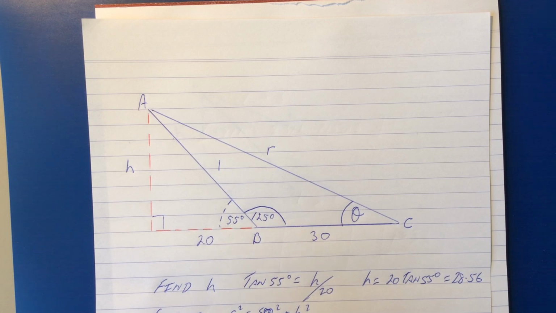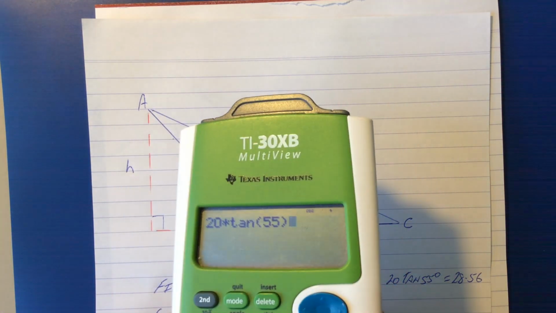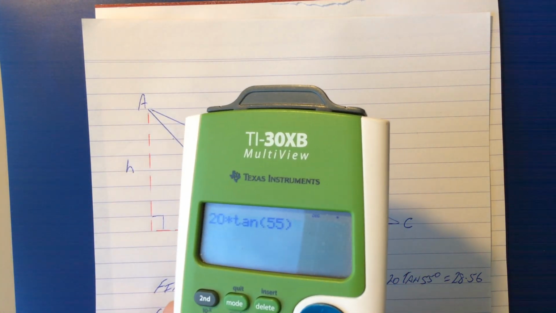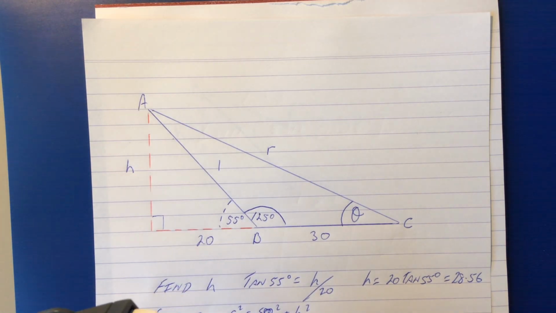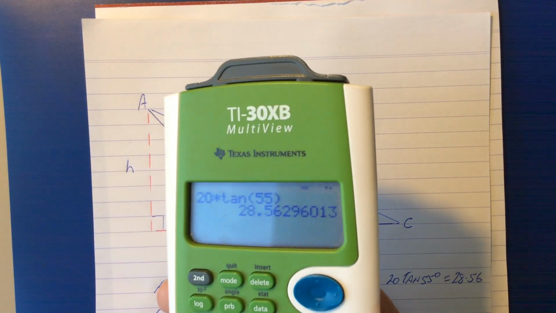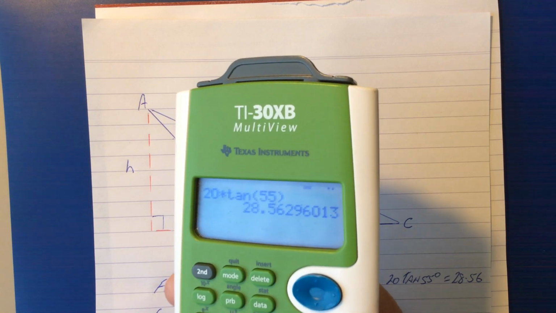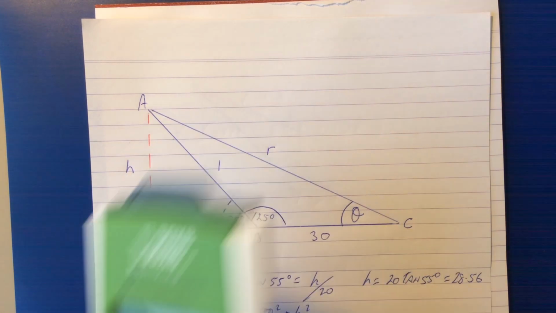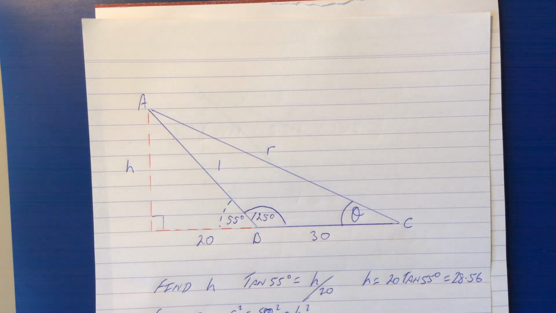So we have 20 times tan 55 on the trusty calculator. I hope you can see that. We do that, and that's what we get. It is 28.56 units long. I haven't bothered putting in units.